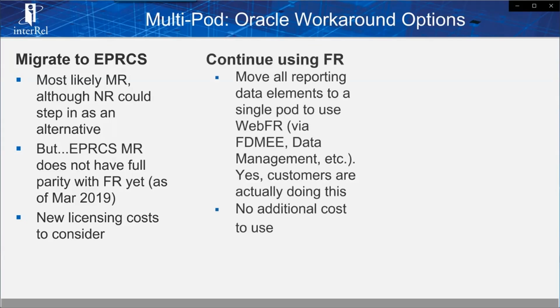And the workaround here is that you just need to make sure that in your reports, all of the data elements that you're going to use in them are moved to a single pod. So what that might mean is that you have to, let's say, take data from FCCS and push it into Planning Cloud so that you can then report with Web FR out of a single source.